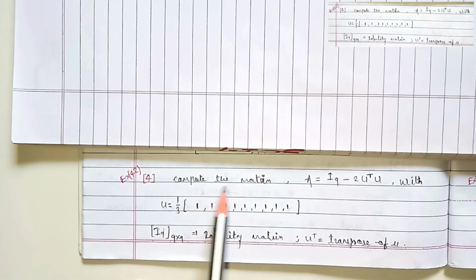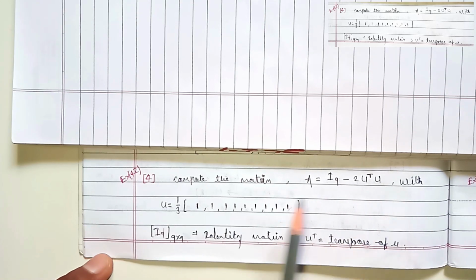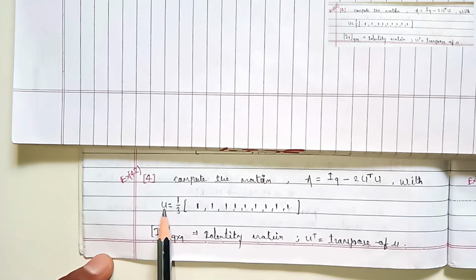We are given: compute the matrix A, given by I9 minus 2 U transpose U, with U equal to 1 by 3 times 1 1 1 1 1 1 1 1 1, which is 9 columns and 1 row. That means a 1 by 9 matrix, so 1 by 3 multiplied by a 1 by 9 matrix.